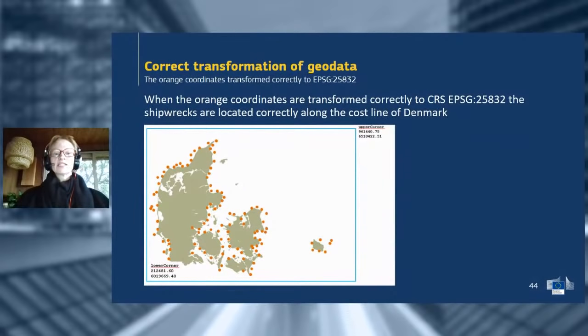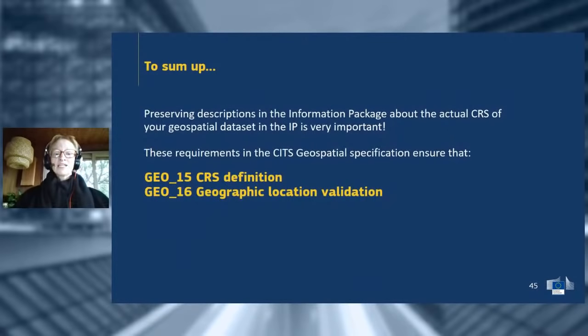Next slide, please. This just shows you how the geospatial data set looks when it's transformed correctly to the CRS that we allow at the Danish National Archives. Here, these orange dots show shipwrecks around the Danish Sea, and now they are located correctly along the coastline of Denmark and not to the side of it. Next slide, please. So, to sum up, preserving descriptions in the information package about the actual CRS of your geospatial data set is very important. It's important to enable you to view and use this geospatial data correctly in the future. And these requirements in the CITS geospatial specification, Geo15 and Geo16, ensure that.